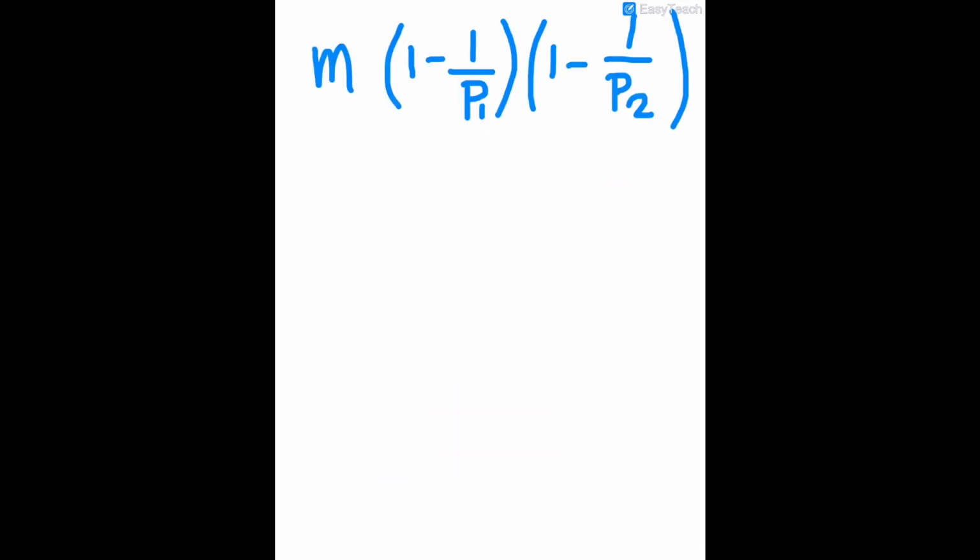In order for us to find the Euler function in an easiest way, we are going to use this formula: m times 1 minus 1 over p sub 1 times 1 minus 1 over p sub 2, where m is the original number, p sub 1 is the first prime in the prime factorization of the original number, and p sub 2 is the second prime in the prime factorization of the number m.